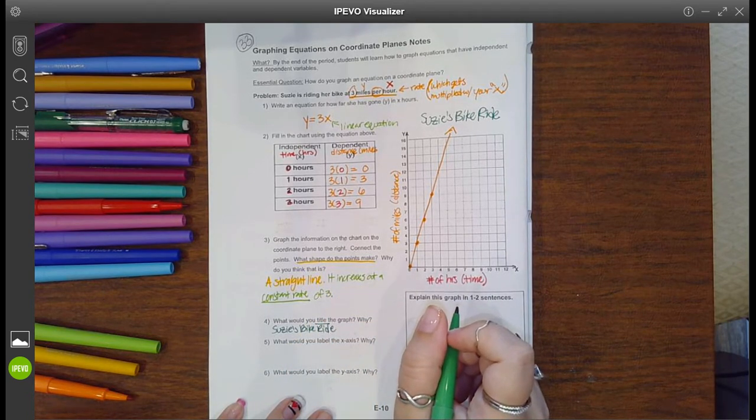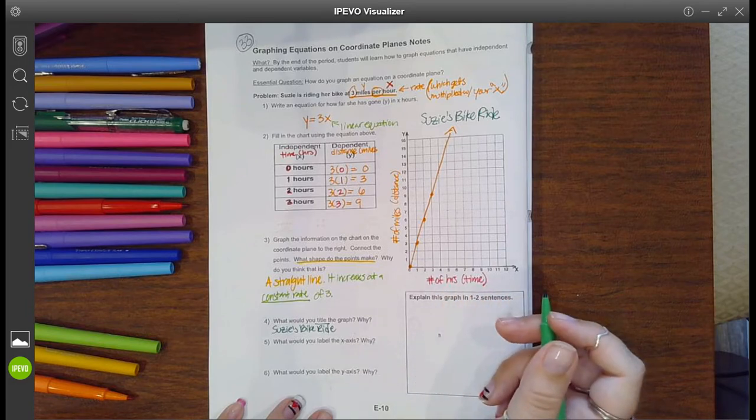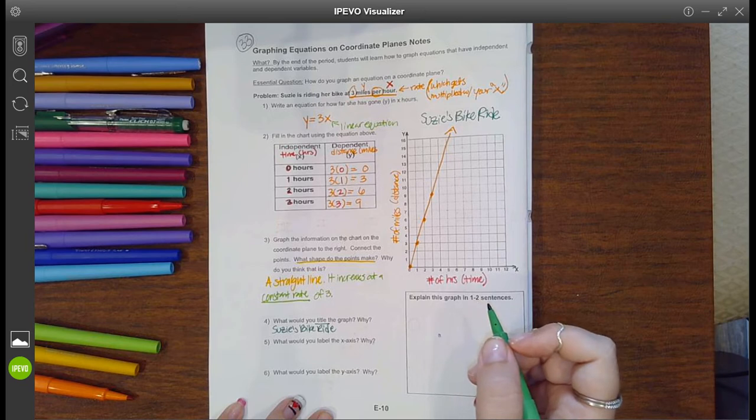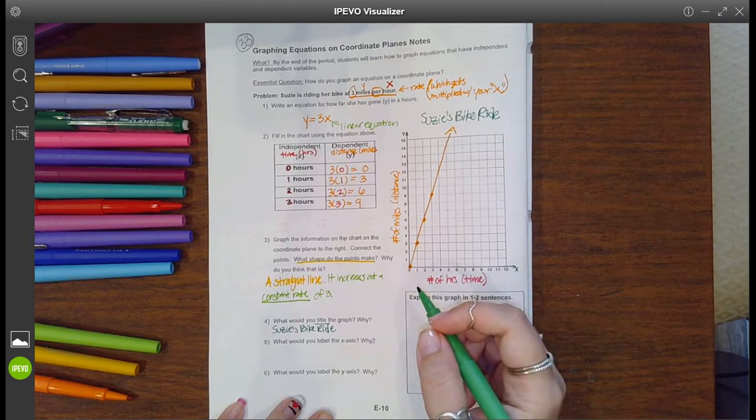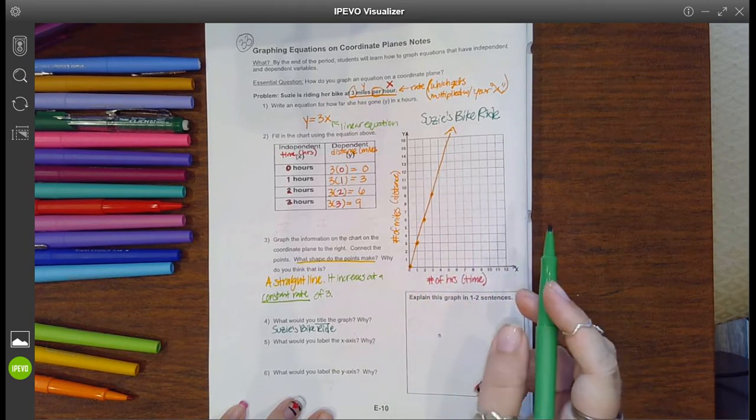Why did you do that? Because the problem's talking about how far Susie travels on her bike. So I got the gist across. Don't just make up something random. Do it related to the problem. This problem is talking about Susie's bike ride.